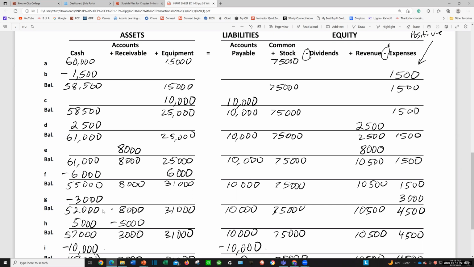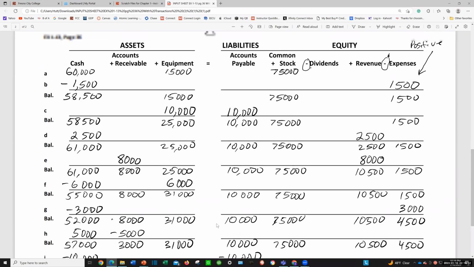Let's bring down the balances here. 52,000, 8,000, 31,000, 10,000, 75,000, 10,500, 4,500. Okay. Let's do H.